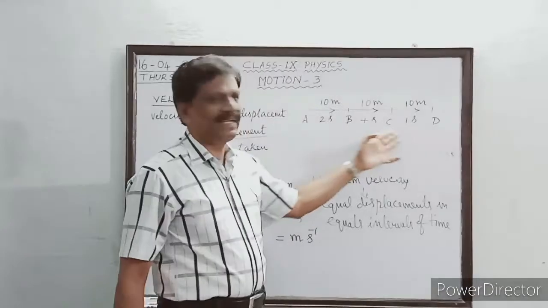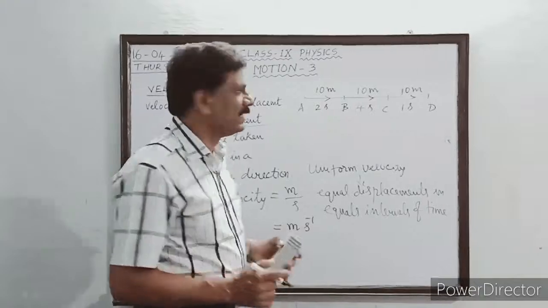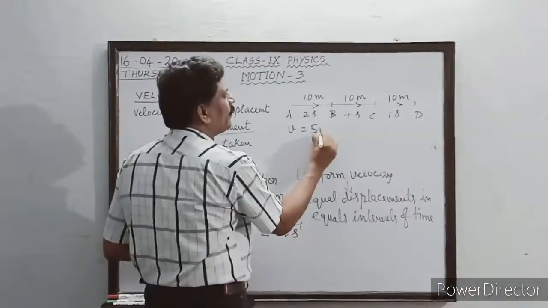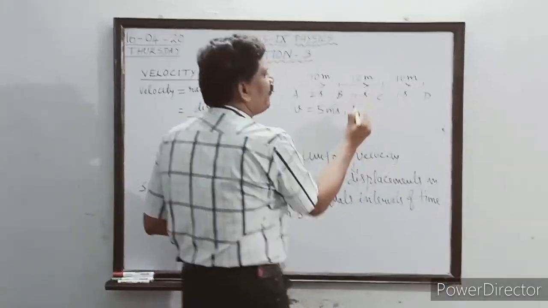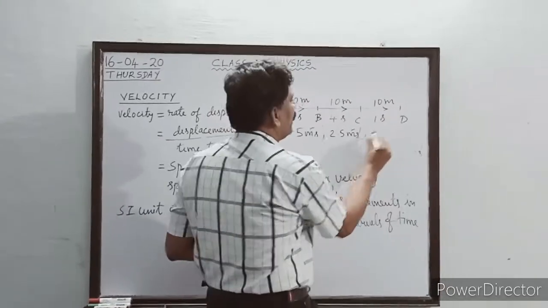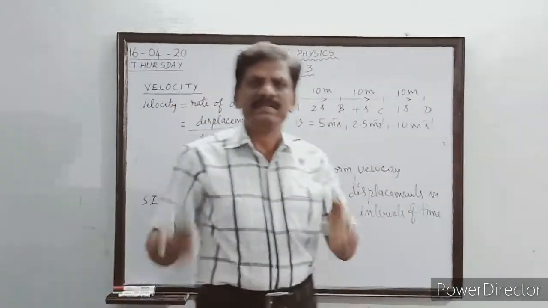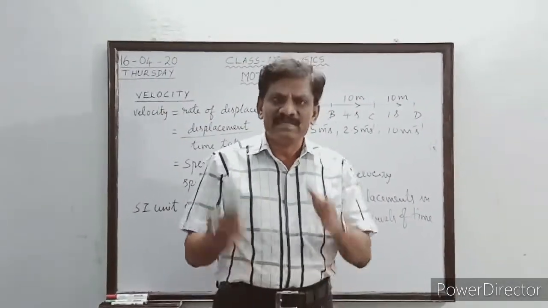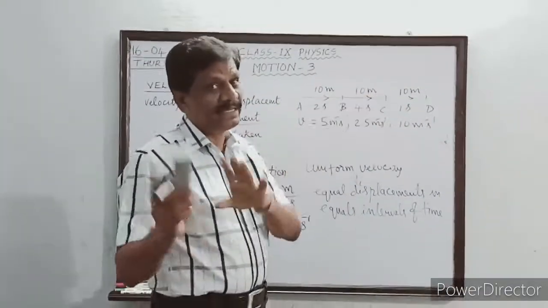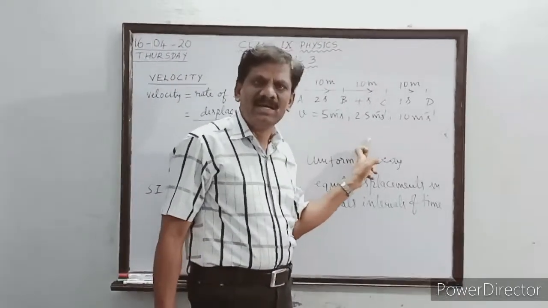But the intervals of time will be different. For example, I have considered like this. So here the velocity must be equal to what? 10 by 2 is equal to 5 meters per second. And here 10 by 4 is equal to 2.5 meters per second. And the last one is what? Here 10 meters per second. In this example, though the displacement of the body is equal between A to B, B to C and C to D, the time taken is different. In this case, the values of the velocity are not the same.